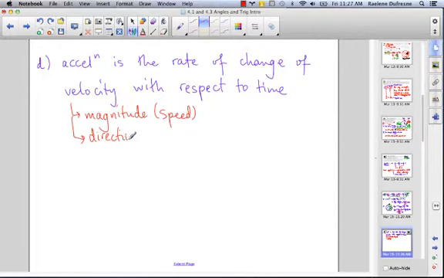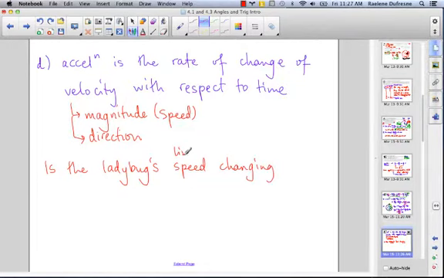Well, if the velocity is not changing, then there is no acceleration. But because we have velocity as two different components, we have to take a look at, is the speed changing and is the direction changing in each case. So is the ladybug's speed changing? Well, we have two kinds of speed. When we're talking about acceleration here, we'll look at the linear speed. Is the ladybug's linear speed changing? No, she's going at a constant linear speed. She's taking the same distance in the same amount of time over and over again.